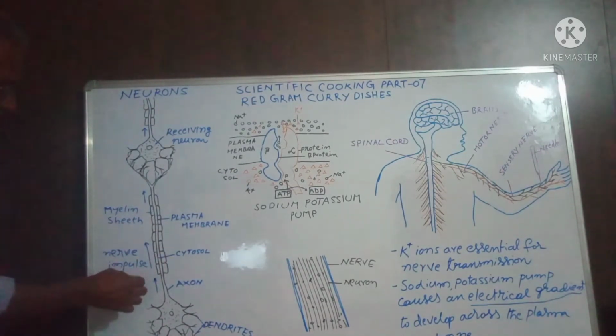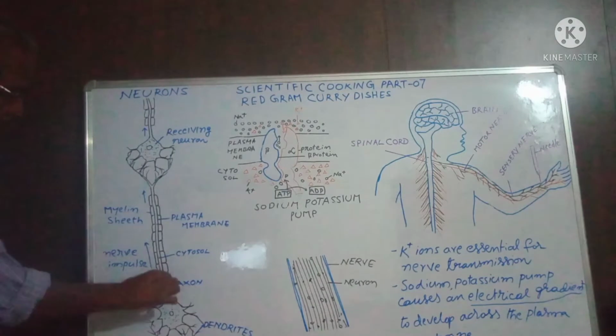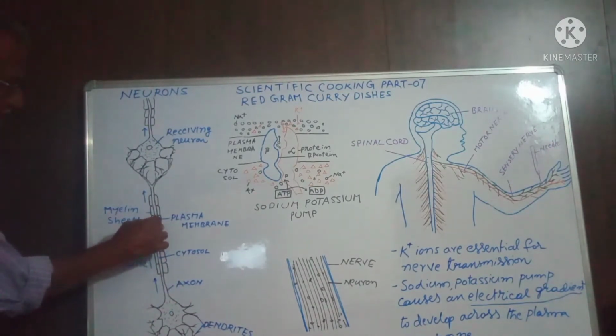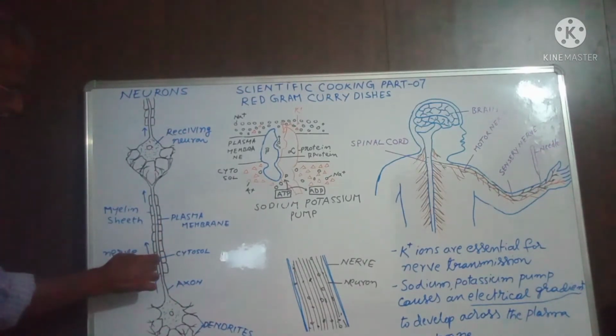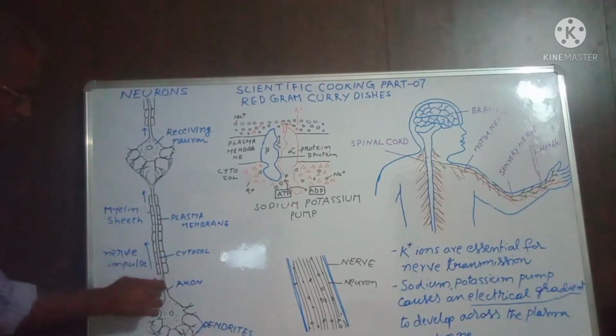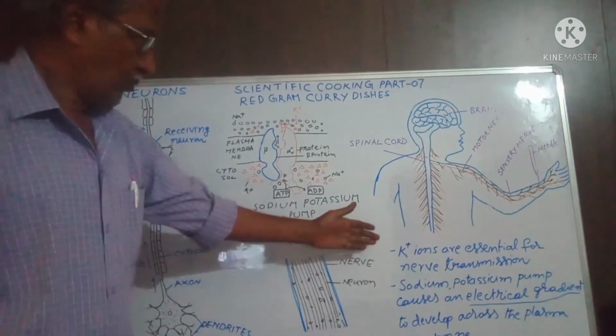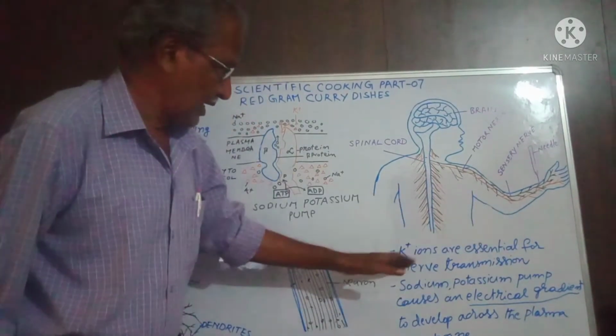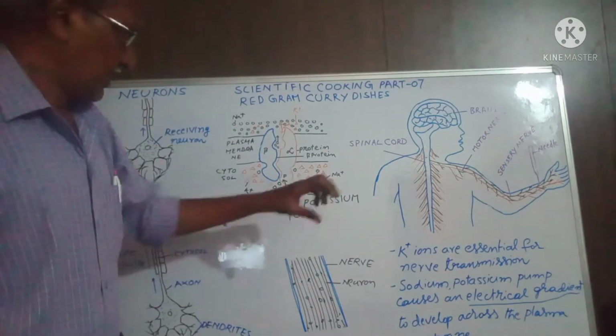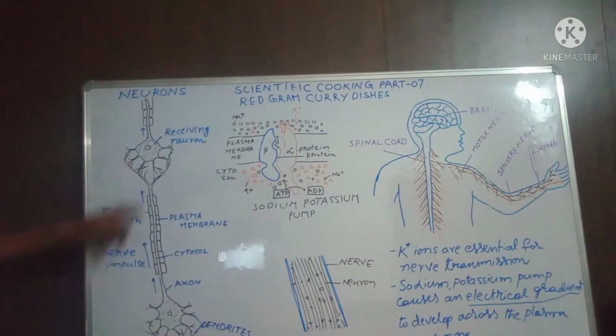These neurons have a plasma membrane, and inside this plasma membrane, cytosol or cytoplasm is there. This is the cytoplasm and this is the plasma membrane. Potassium ions are essential for nerve transmission. For nerve transmission, potassium ions are required.